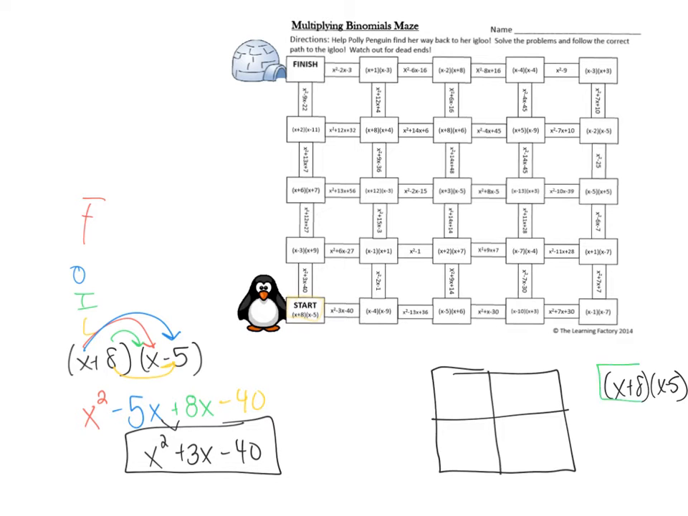My first binomial is gonna go on the top with me keeping my signs. My second is gonna go on the bottom with me keeping my signs, and I'm gonna go ahead and multiply. So here times here, which gets me x squared, right? Multiplying, adding my exponents. Then I'm gonna go from here to here, and 8 times x gets me positive 8x, okay? Then I'm gonna do -5 times x, which gets me -5x. And then lastly, -5 times 8, which gets me -40, okay?